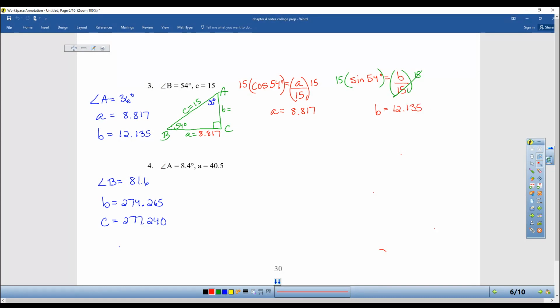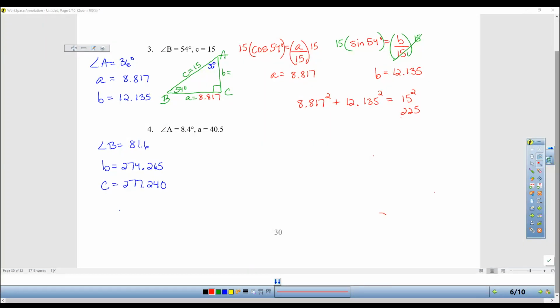Now, as a little check, you could do 8.817 squared. You can actually use the square button on your calculator for that. Then 12.135 squared, and see if it comes out to be 15 squared, which is 225. So if you do, then you know you did it right, which is a great feeling. You can hand in your quizzes with confidence.